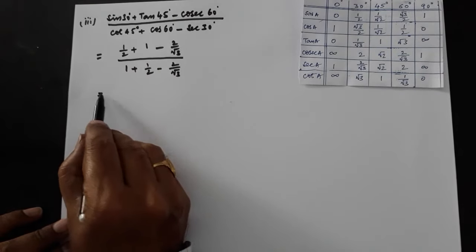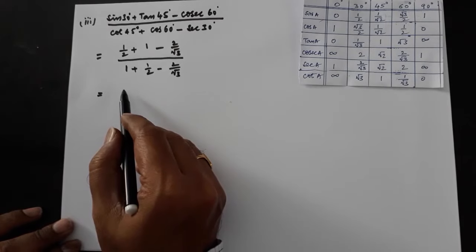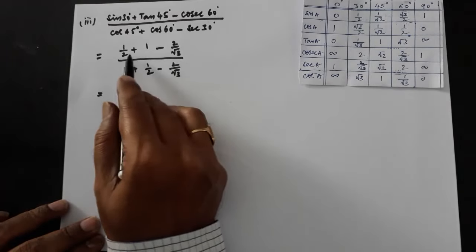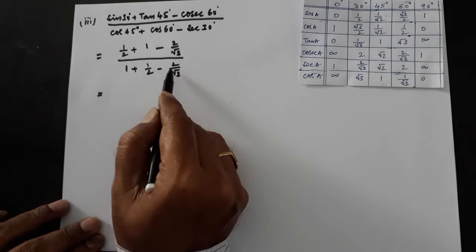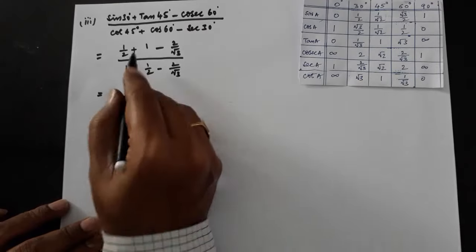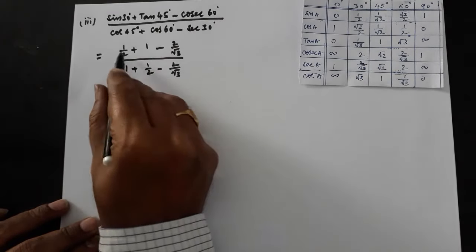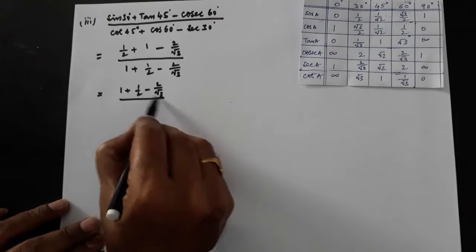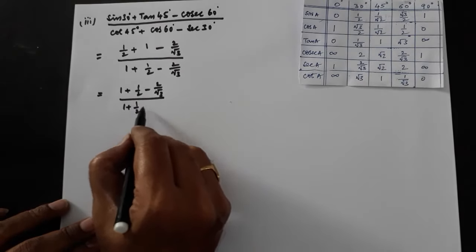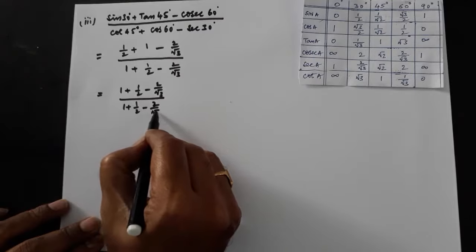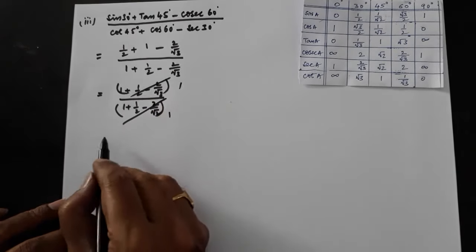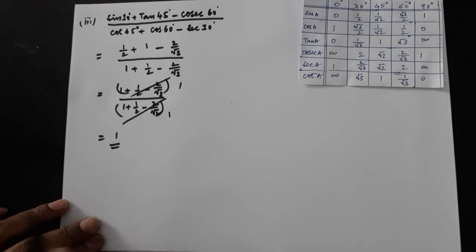So here, if you rearrange, the numerator and denominator are actually the same. If you rearrange the numerator, we can write it as 1 plus of minus 2 by root 3. In the denominator also we have 1 plus of minus 2 by root 3. That means both are actually the same. So both will be cancelled out. You'll get 1. Okay.